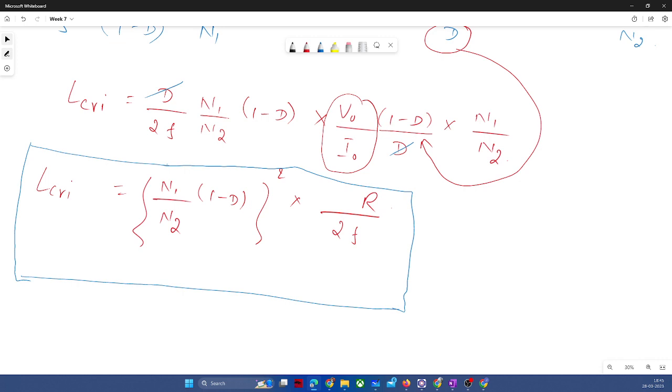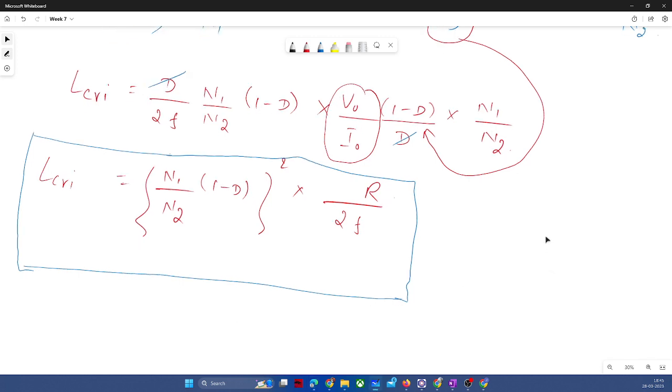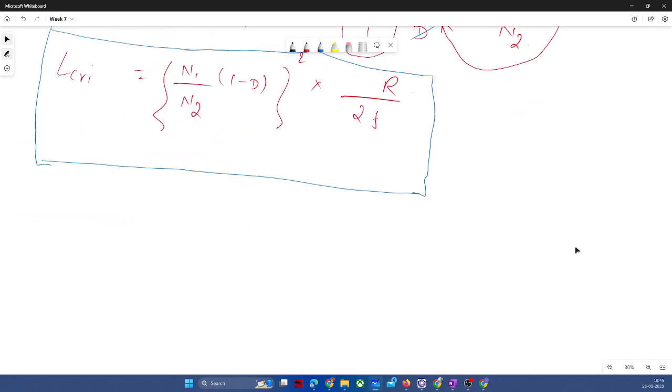So let us proceed with some other converter, that is forward converter. Okay, I hope there is no doubt related to flyback converter. If it is there, we can clarify it now.